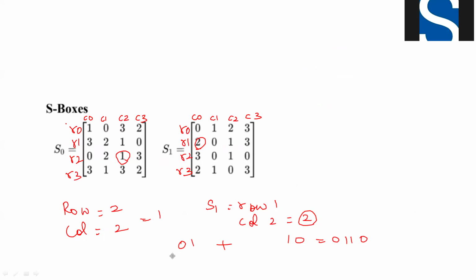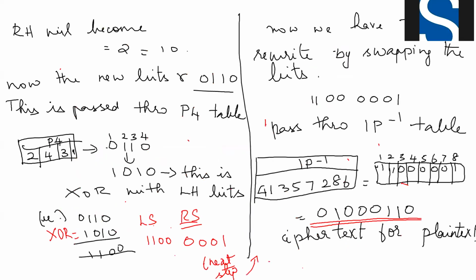Now you have to write all this as 4 bits. It is 0 1 1 0. So after you write this, the right hand side will become 1 0. So this is the new bit we have found. This will then be passed through a P4 table. The P4 value is 2431. If you write this bit position, the output will be 1010.